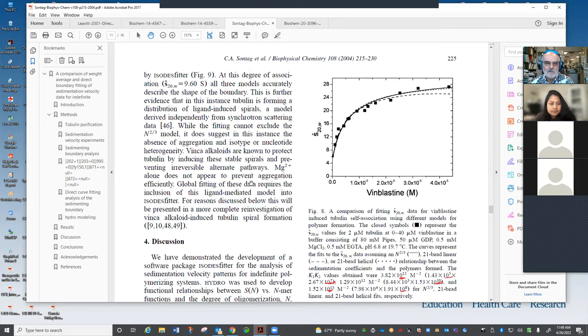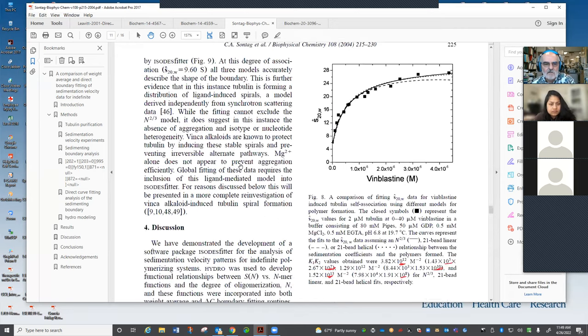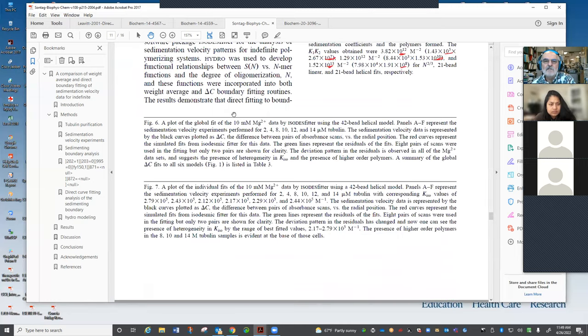And so some of these look a little bit different. And so that's figure seven, that's figure six. Figure six is the 10 millimolar magnesium. Oh, there's the IsoFitter. Huh. So that was the original version of the software that we developed, with different models. And I don't remember exactly now what the difference between these two sets of fits are.